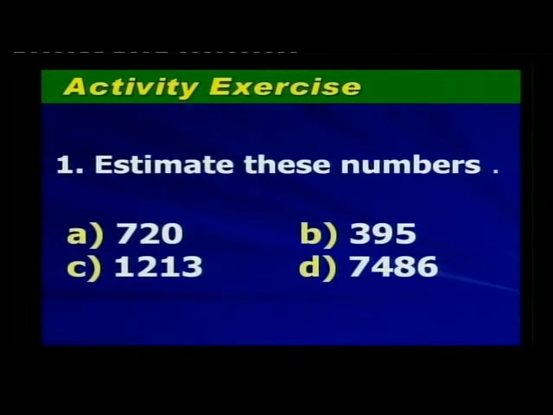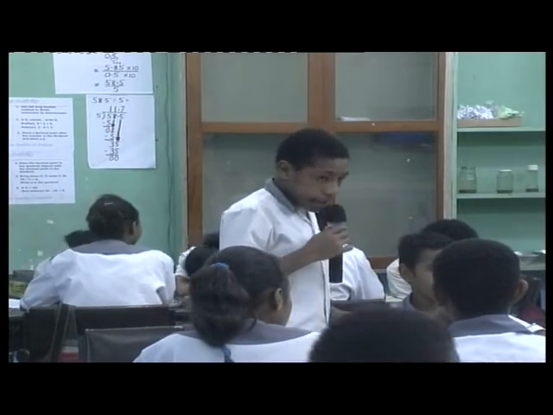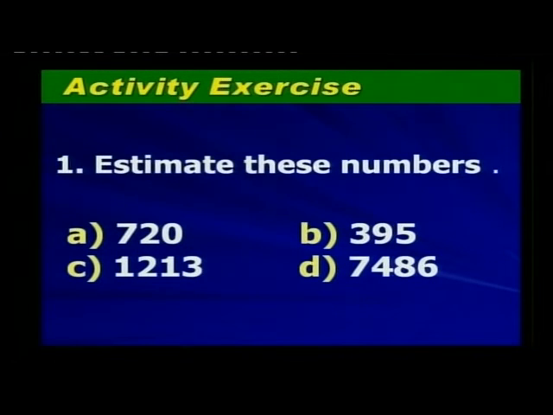Okay, let's have Newman. B, 395. 400. Okay, Newman, why did you say it's 400? Second number is higher than 5. Again? Second number is higher than 5. Okay, because the second number is more than 5. Put your hand up if your friend has written 400. Okay, very good. Put a tick next to the answer.